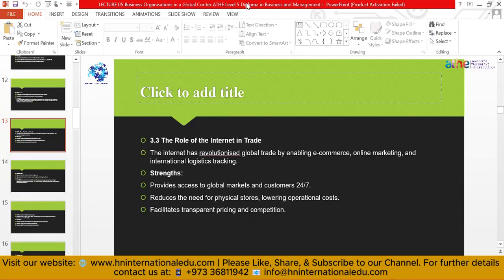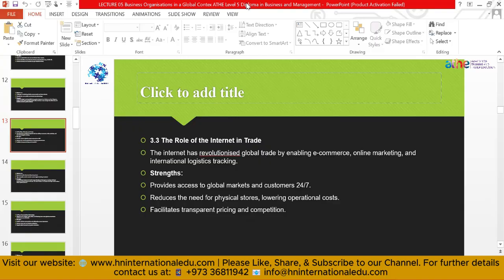Okay, then we have the role of the internet in trade. The internet has revolutionized, I mean, not even the business, everyone's life as well. The global trade by enabling e-commerce, online marketing, and international logistics tracking. I think Alibaba is also very famous, the e-commerce, just like Amazon. An amazing platform where people can literally sell things, buy things, and trade is going on. Strength: provides access to global markets and consumers 24/7. It never shuts down. It is always available and you can use it according to your time zones.